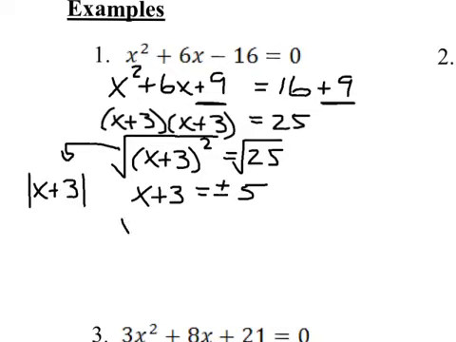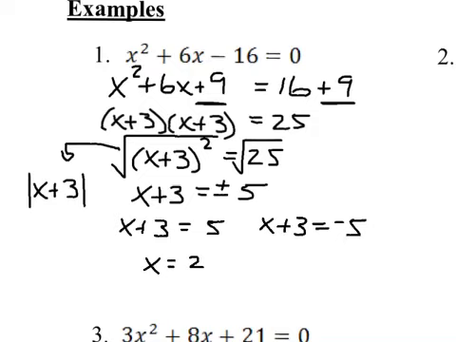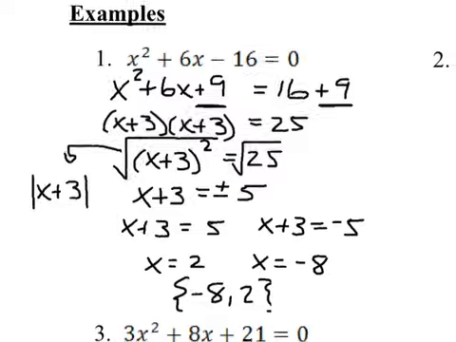So I need to solve. So I'm going to get x plus 3 equals 5, and then x plus 3 equals negative 5. And so if I solve, I get x is equal to 2, and x is equal to negative 8. And there you go. I went through and I solved this quadratic by completing the square. Now, I realize that that's one right there where we could have solved it by factoring, but I wanted to give you an example that was not terribly difficult, just to get the idea.